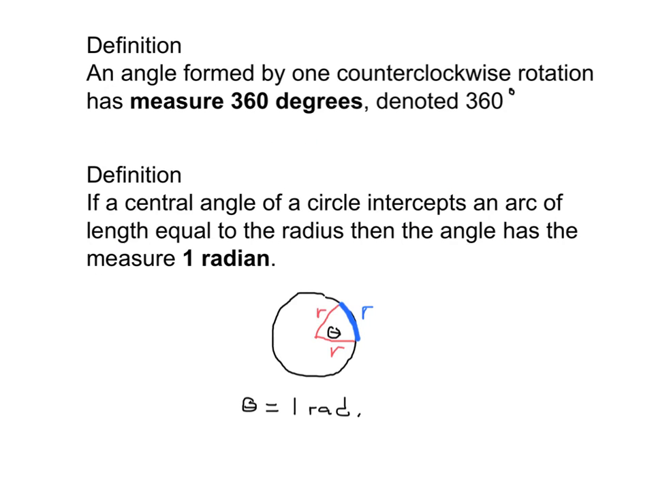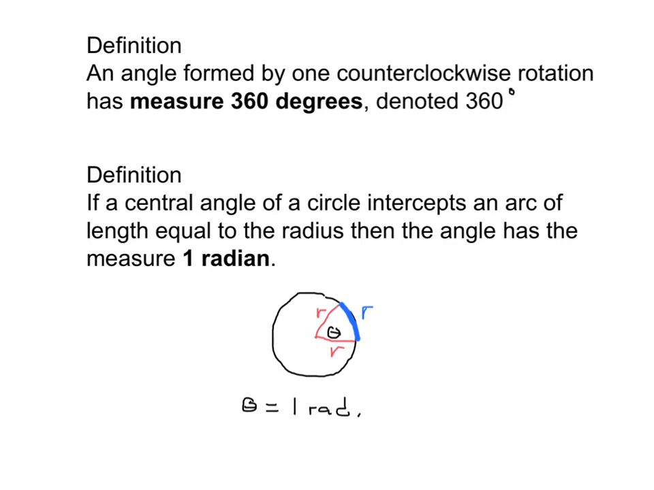Now, we do have two different measuring systems for angles. One is the degree. That's the one you're most familiar with. An angle formed by one counterclockwise rotation has a measure of 360 degrees, and it's denoted with the 360 and then this little degree symbol right above it. That's how we came up with the degrees.